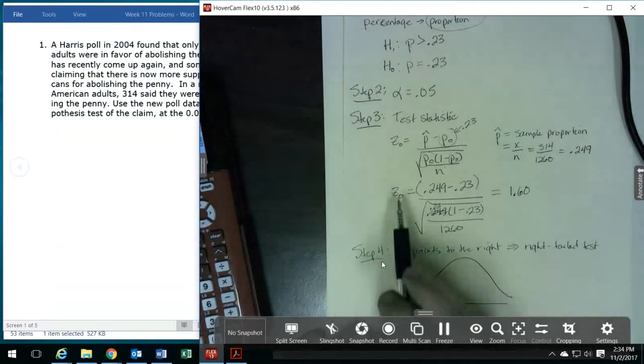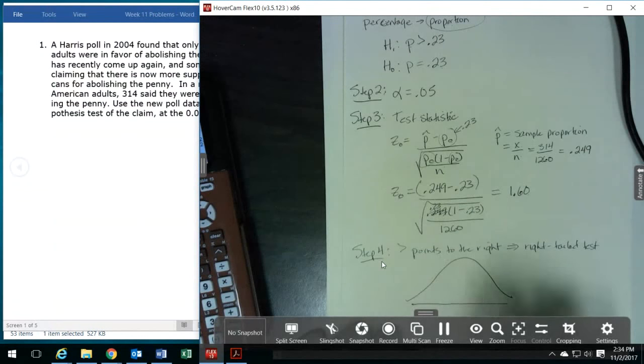So here's our picture. Since this up here was a z, that means that what we're drawing the picture of is a standard normal distribution.